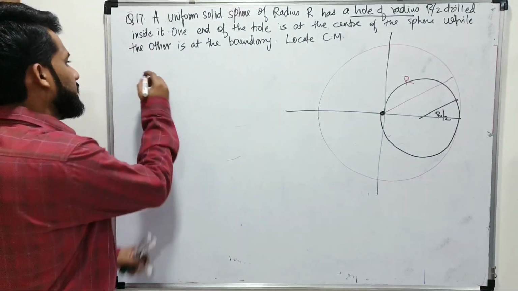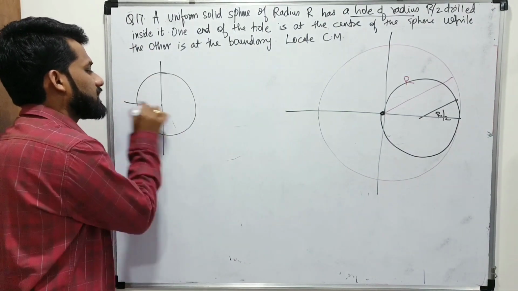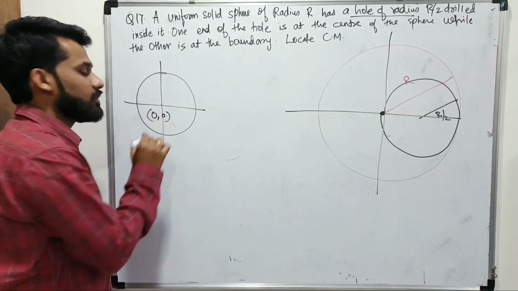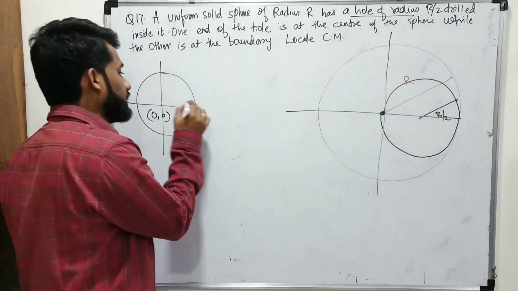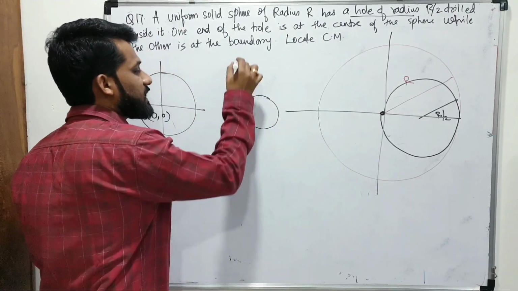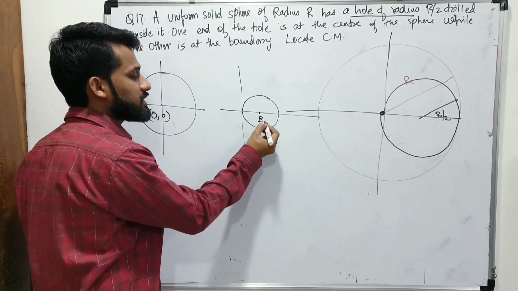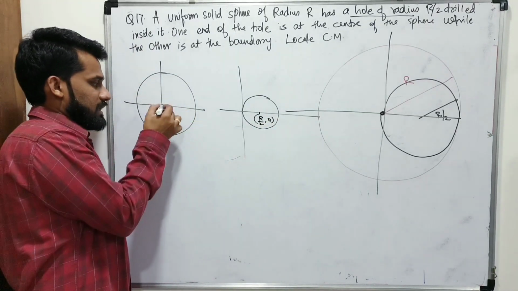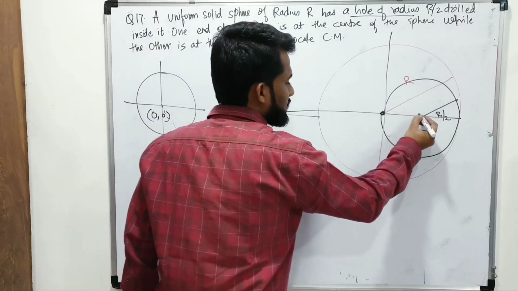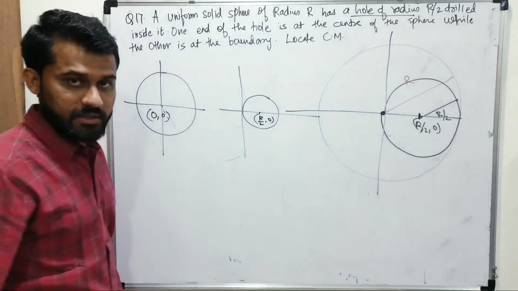So for the whole sphere, what was the center of mass? Center of mass was at origin 0, 0, right? And if you remove this particular sphere, where will the center of mass of the removed sphere be? The center of mass of the removed sphere will be at r/2, 0, because the center of this removed sphere is at r/2. r/2, 0 will be the center of the removed sphere.